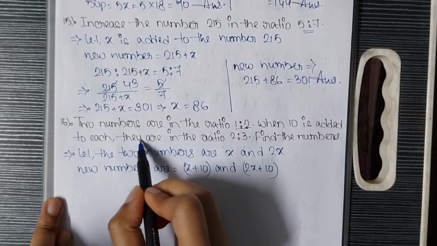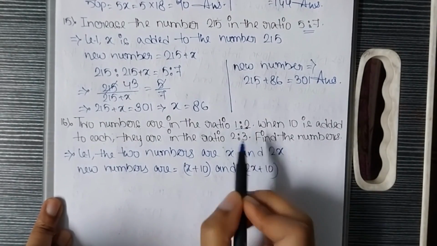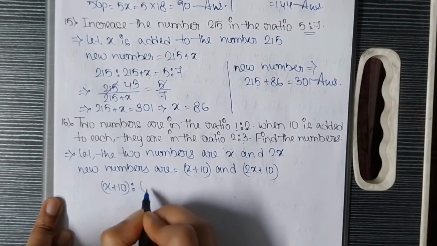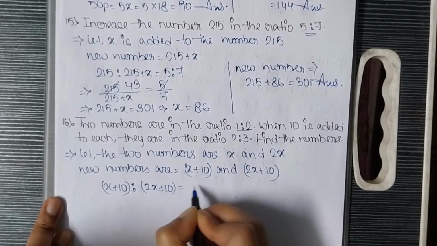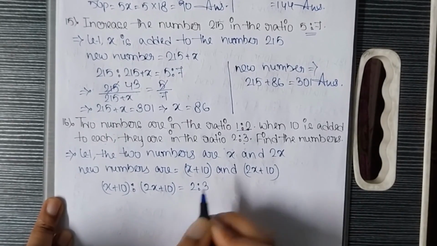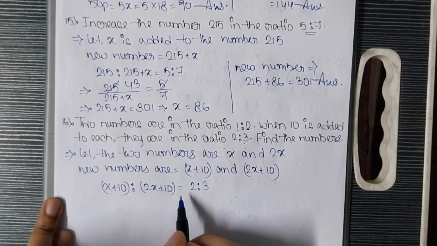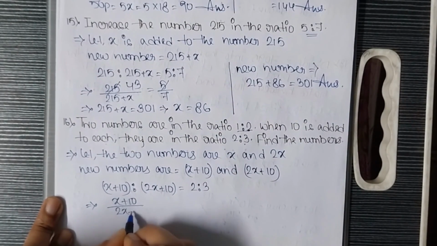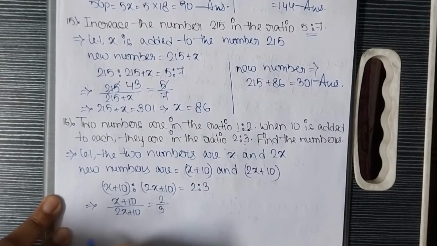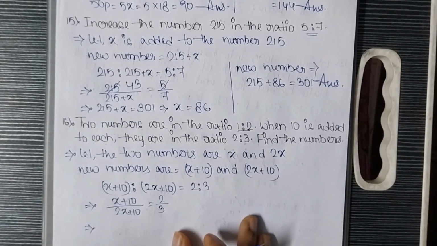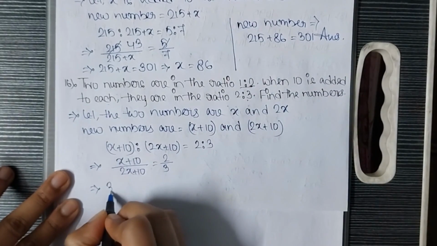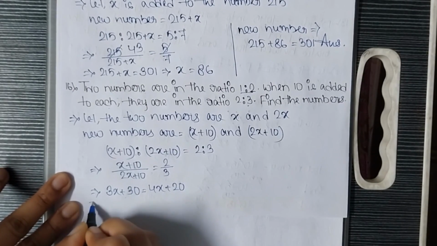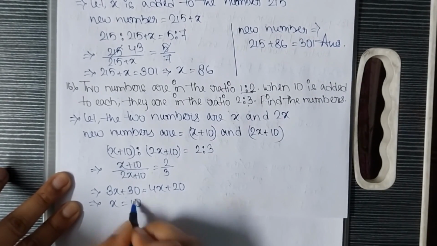Now they are in the ratio 2:3. Like the previous one, we can conclude that this is the new number and this is the another new number. Their ratio is 2:3. So here we can find the value of x easily. Let's solve it. (x plus 10) by (2x plus 10) is equal to 2/3. Now by cross multiplication we can write that 3x plus 30 is equal to 4x plus 20. Therefore, x is equal to 10.